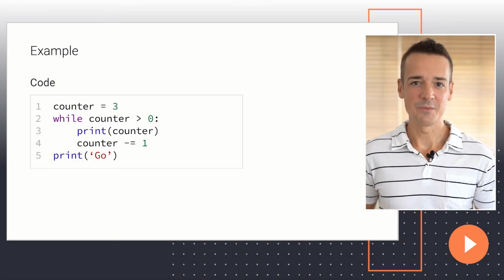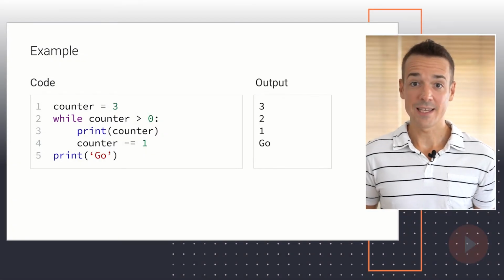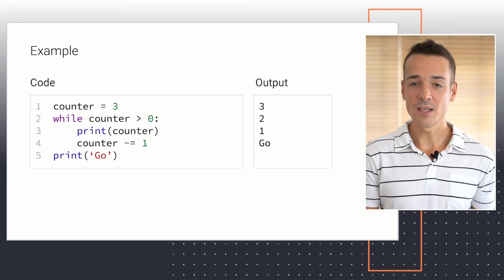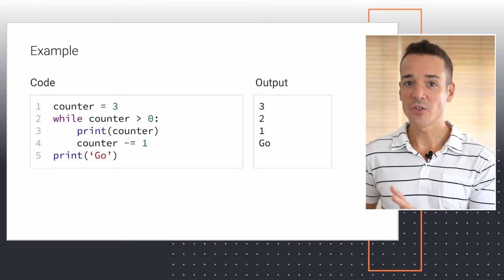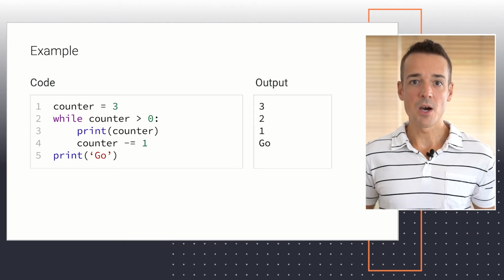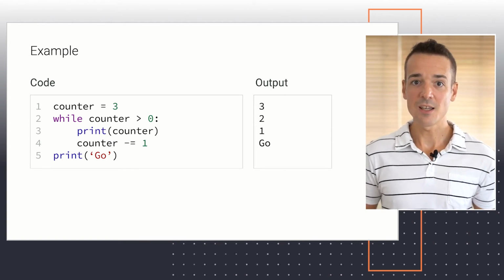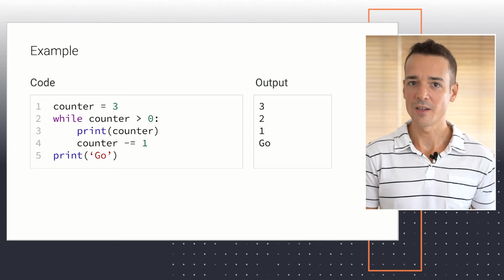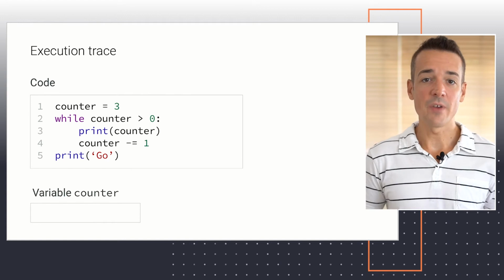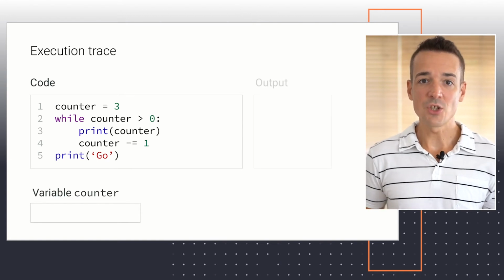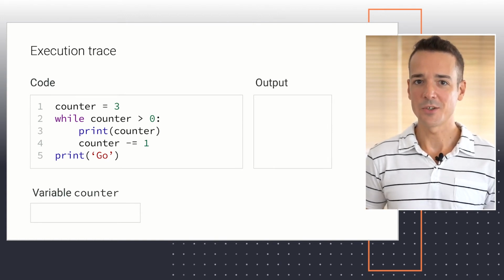And I'm gonna tell you, this program is basically running a countdown that will print 3, 2, 1, go. Notice that value 0 will never be printed because the body of the loop will stop executing if counter is no longer greater than 0. Let's look at a more detailed execution trace of this program in action, one line of code at a time. As the code runs, I'll keep track of the current value of variable counter as well as each line of output printed into the terminal.